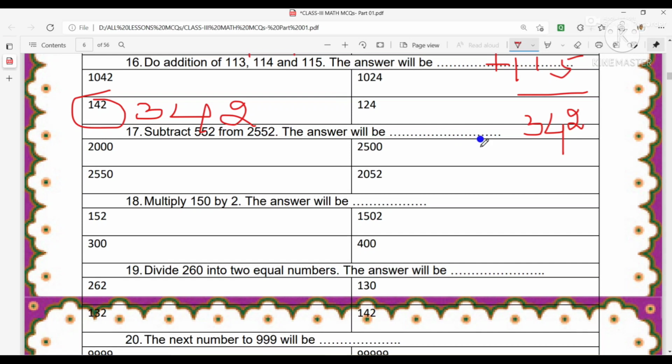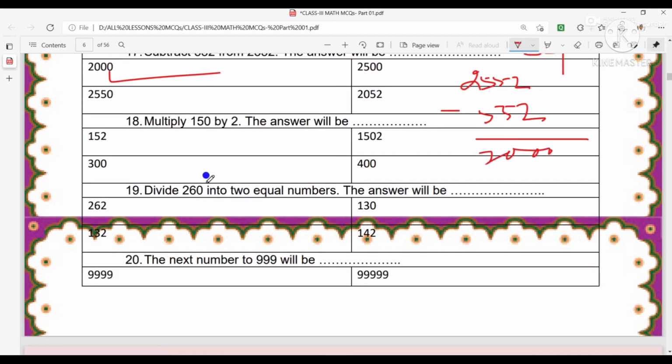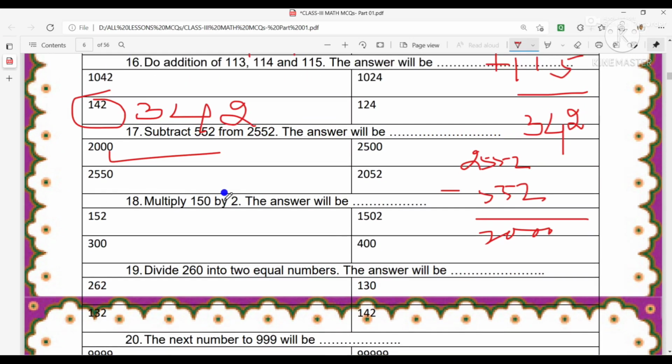2552. So 2552 minus 552, we will get, yes, 2000, right? We will get 2000. Next, multiply 150 by 2. 150 multiplied by 2 will get 300, right?